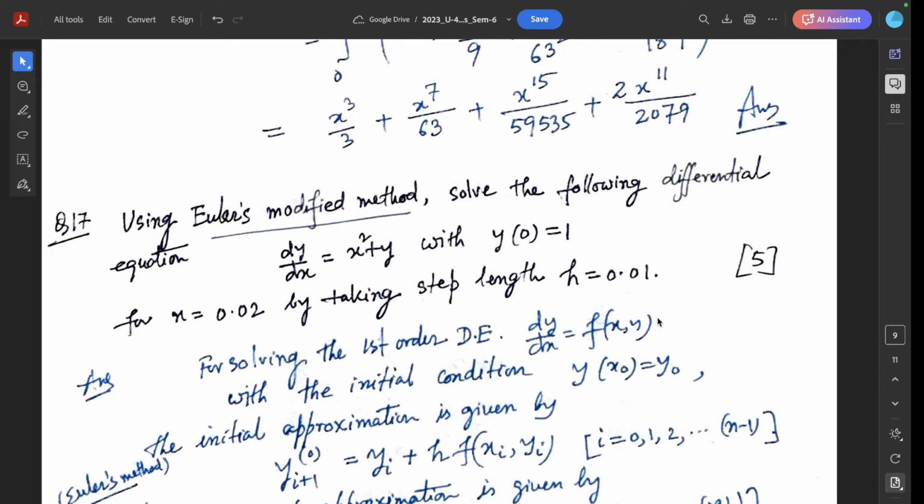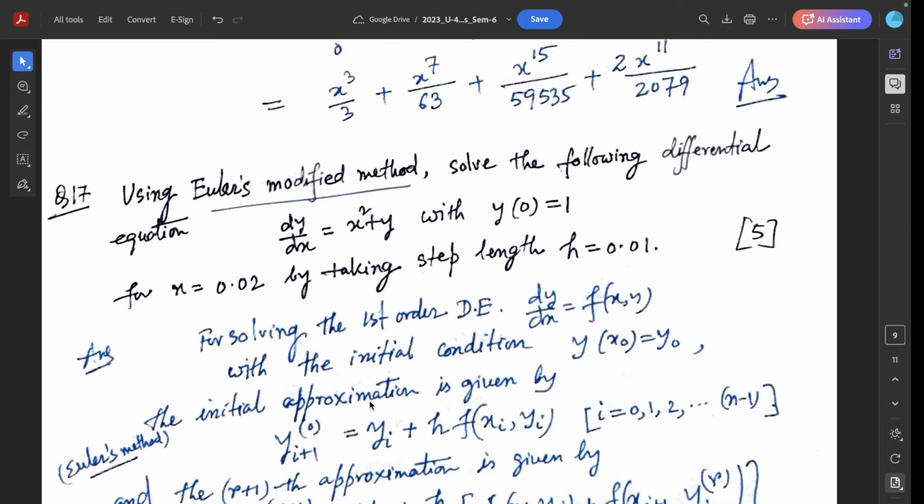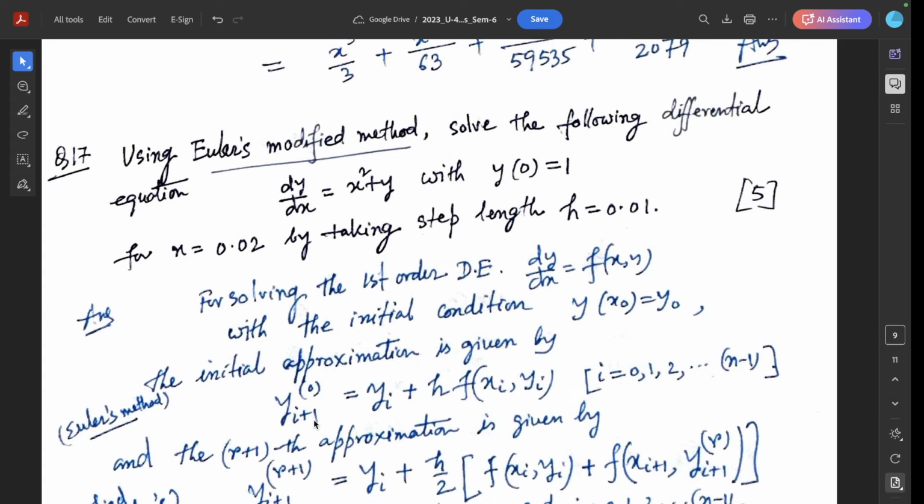Now for solving the first order differential equation dy/dx equal to f(x,y) with the initial condition y(x0) equal to y0, the initial approximation of y(i+1) is given by y(i+1)^(0) equal to yi plus h into f of (xi, yi), i equal to 0, 1 to n minus 1, and this is actually the Euler method. So the initial approximation of y(i+1) by the Euler's method, we get this value.